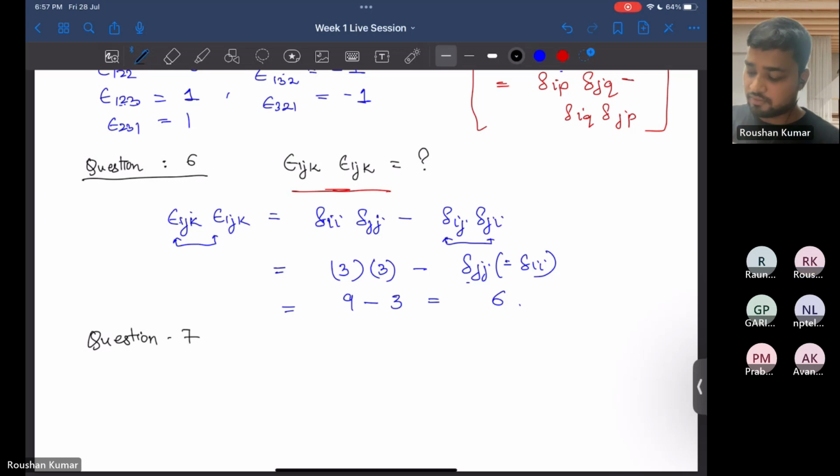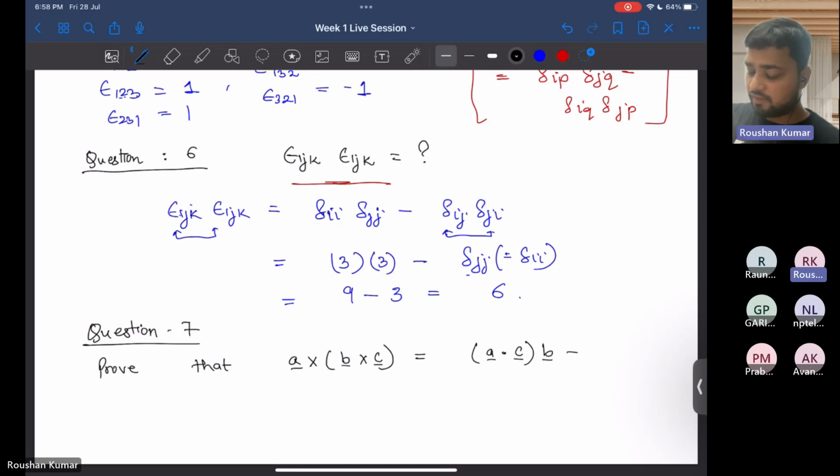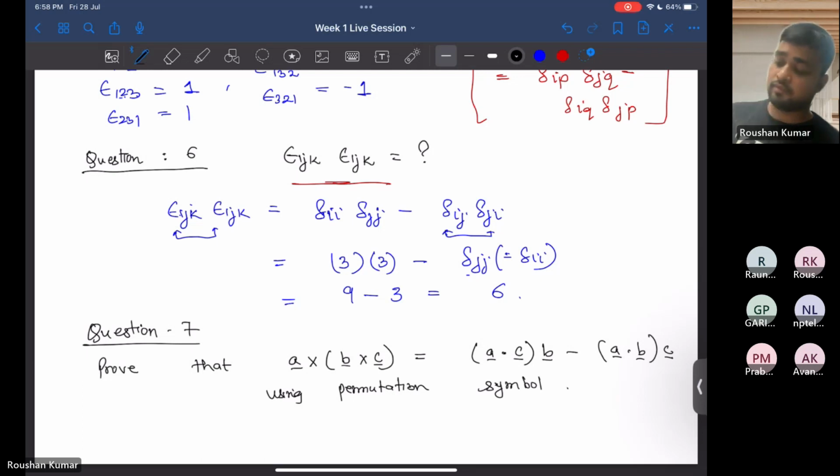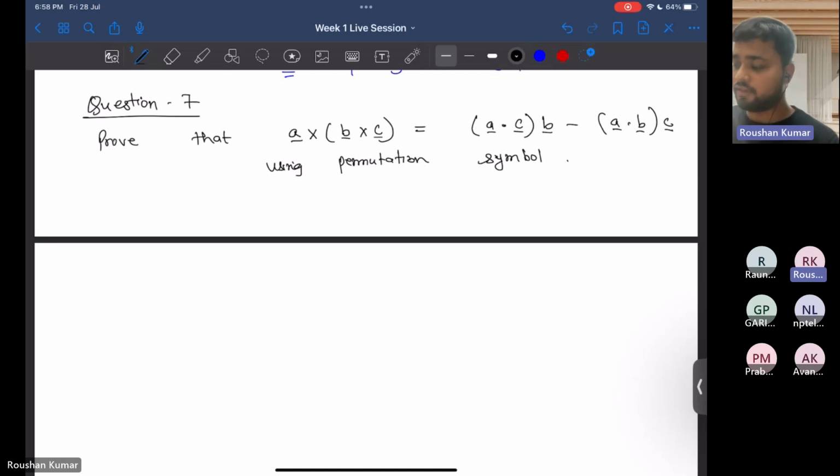So the next question is, we have to prove that vector A cross B cross C is equal to A dot C times B minus A dot B times C. This is a question which you already know, I think. So we have to prove this one using the permutation symbol.